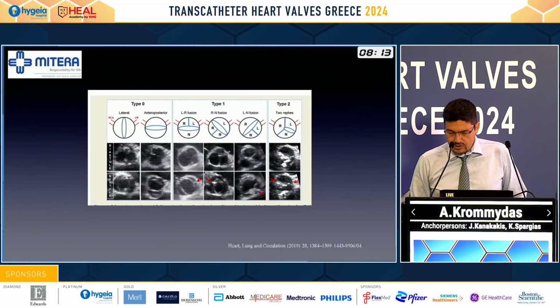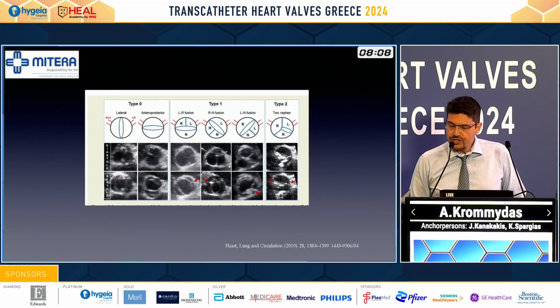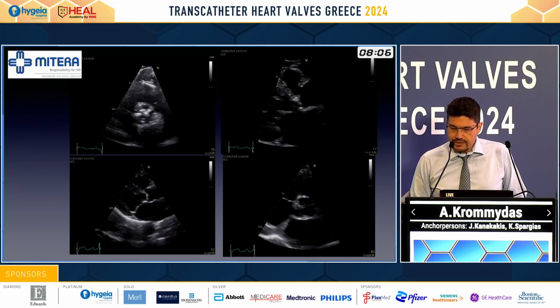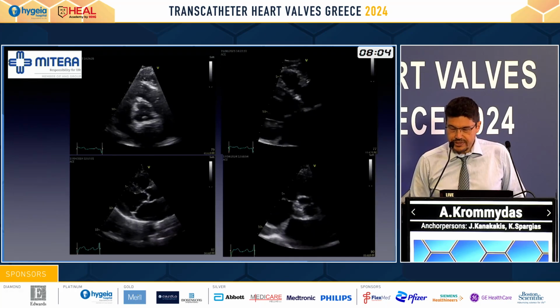Here are some types of bicuspid valves that we may encounter and may have importance for the TAVI procedure. Here are some examples, as you can see, of bicuspid and tricuspid aortic valves.